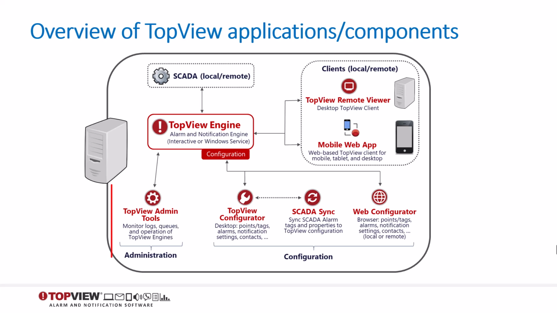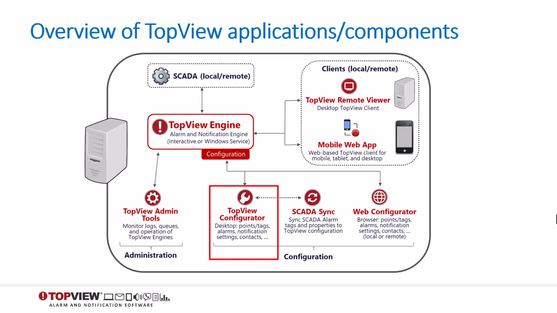TopView Admin Tools is used to manage the running TopView engines. It provides access to performance information, notification queues, connected client details, as well as application, alarm, and notification logs. There are two primary applications for configuration of the TopView engines.